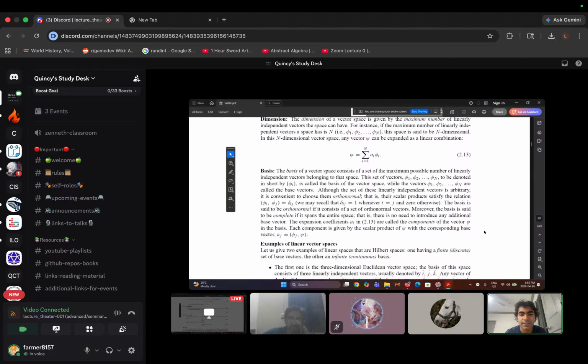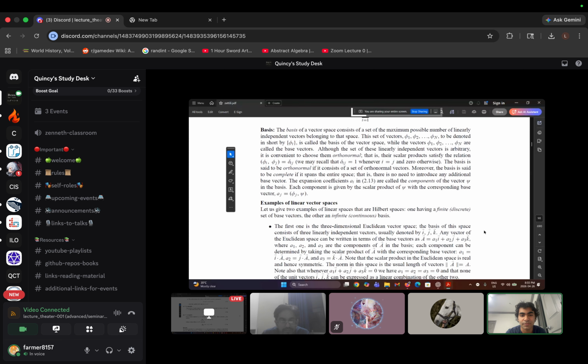The basis is said to be orthonormal if it consists of a set of orthonormal vectors. Moreover, the basis is said to be complete if it spans the entire space. That is, there is no need to introduce any additional base vector. The expansion coefficients ai in 2.13 are called the components of the vector psi in the basis. Each component is given by the scalar product of psi with the corresponding base vector: aj is equal to the scalar product of phi j with psi.